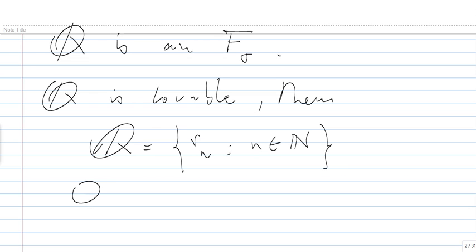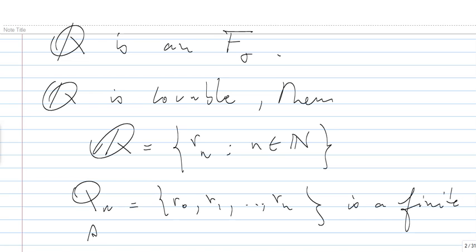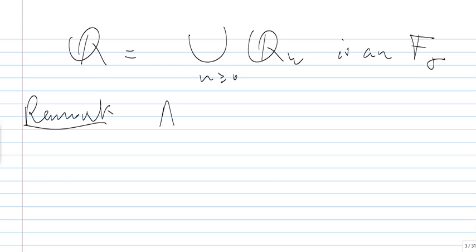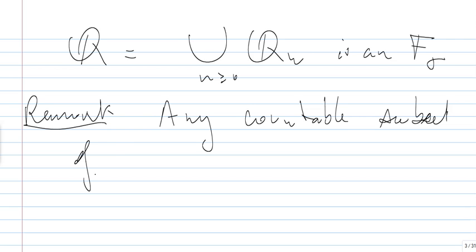And now we consider Q_n, which is {r_0, r_1, ..., r_n}. Obviously this is a finite set. Therefore Q_n is closed and compact. Since Q is equal to the union of Q_n for n greater than zero, Q is an F sigma, which implies that Q is a Borel set. Remark here, very interesting: in fact, what we proved is that any countable subset of R is a Borel set.